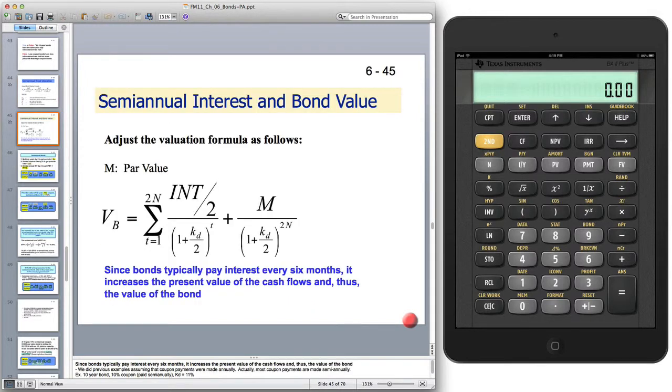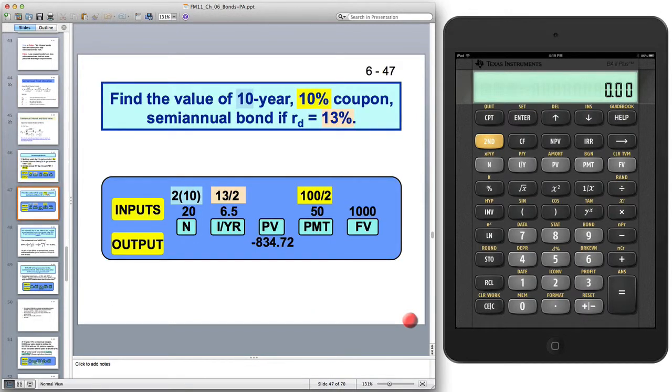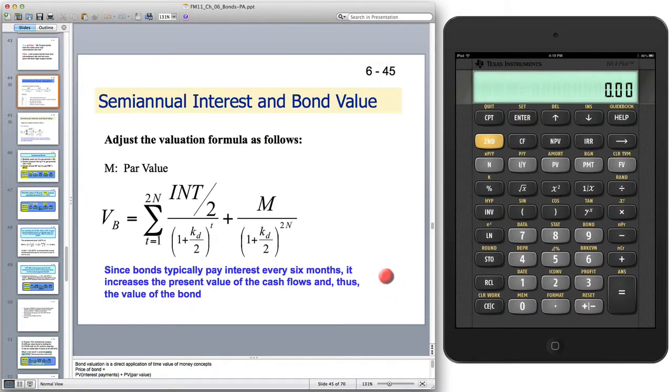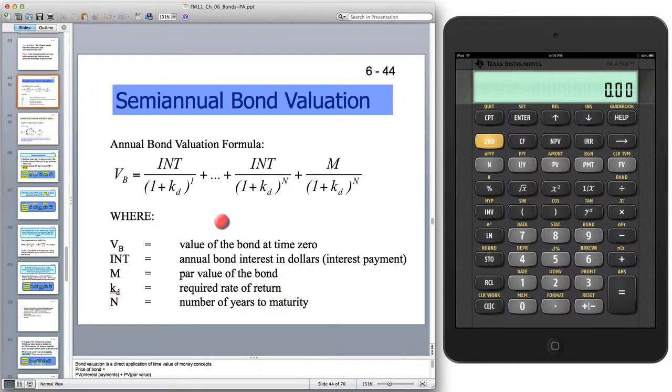1, 2, 3, and 4. So I'm going to go from theory to practice. The core semi-annual bond valuation formula is here, and it is derived from the annual bond valuation formula, where the current price of a bond is the present value of the annual bond interest stream and the par value of the bond at maturity. So VB is the value of bond at time 0.